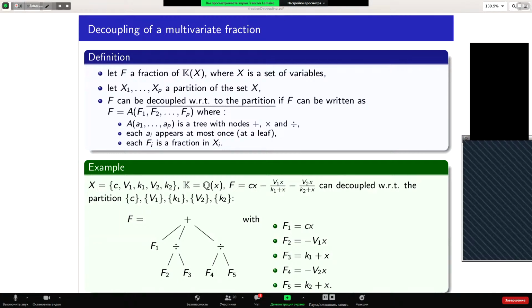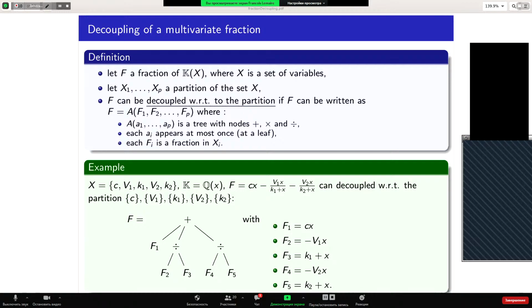So if I take a fraction f, which is a multivariate fraction in the variables of the set x, if I introduce a partition of the set x, so I split x into different independent sets of variables, then we say that the fraction f can be decoupled with respect to the partition if you can write the fraction f as an expression a of f1, ..., fp, where a is some fraction, and more importantly, where the different fi here are themselves fractions in the set of variables xi. So we've done a decoupling in terms of variables.